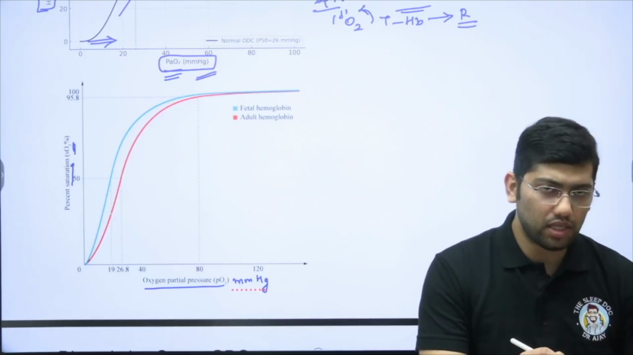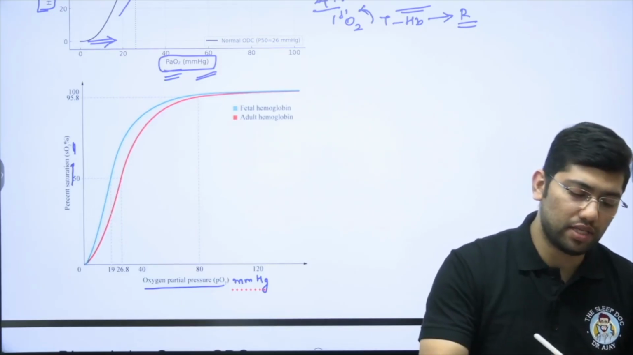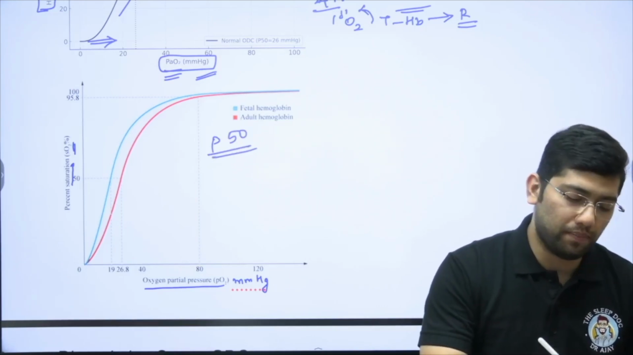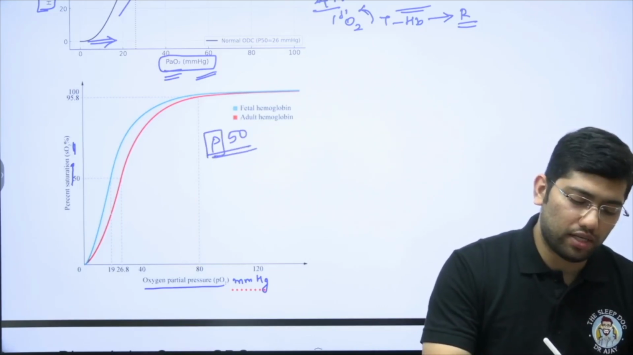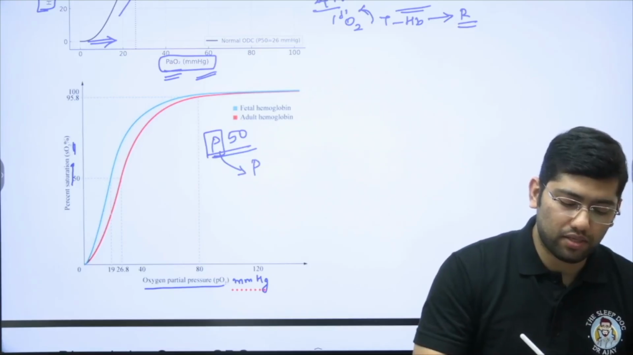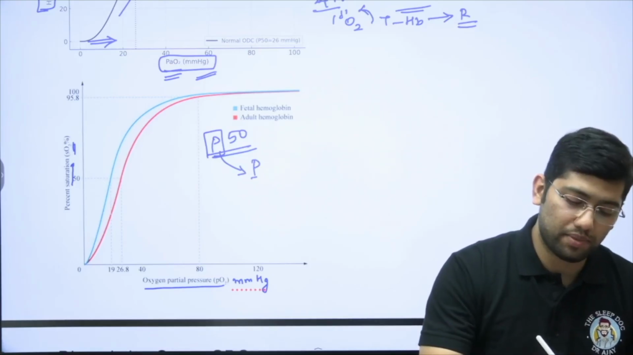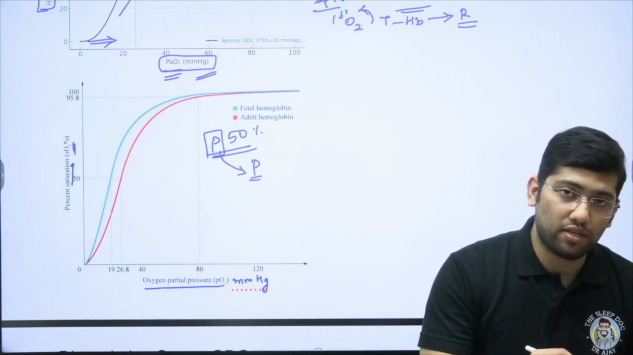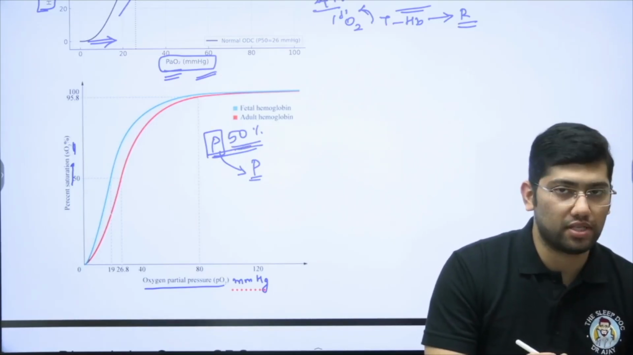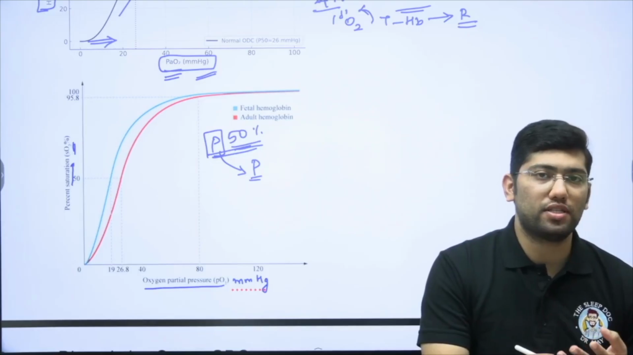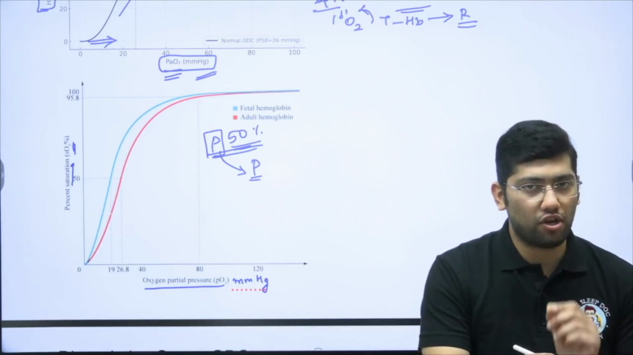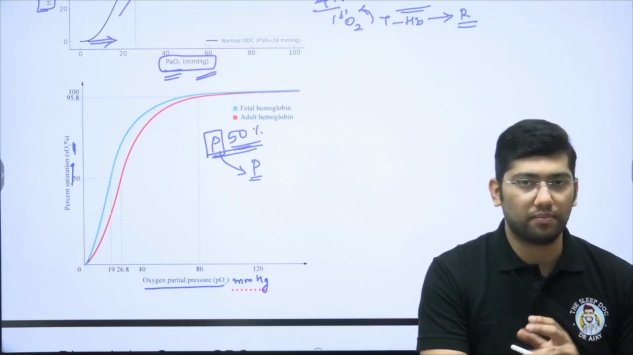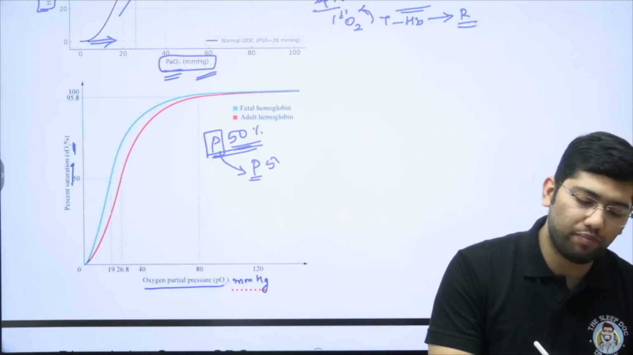There is one more point when it comes to these ODC curves, something called P50. What is P50? This P is the partial pressure of oxygen, which is always represented on the x-axis, when the saturation of hemoglobin is 50%. That is, when the pulse oximeter reaches 50% oxygen saturation, what will be the partial pressure of oxygen in the blood? That is the definition of P50.